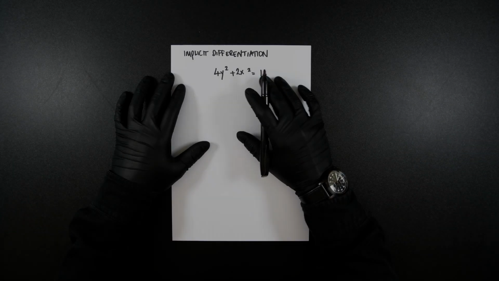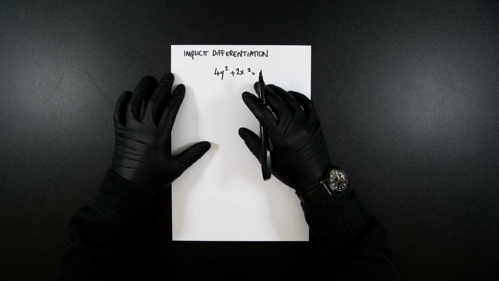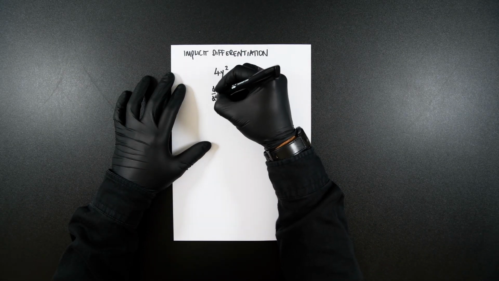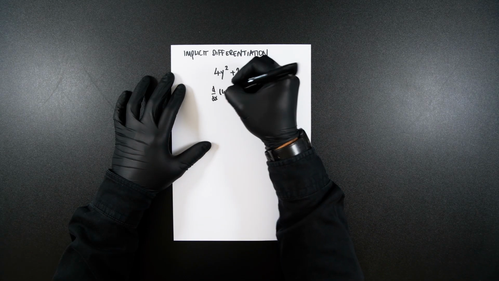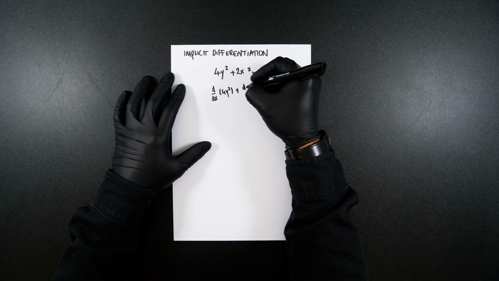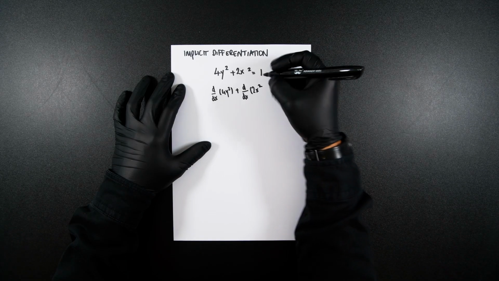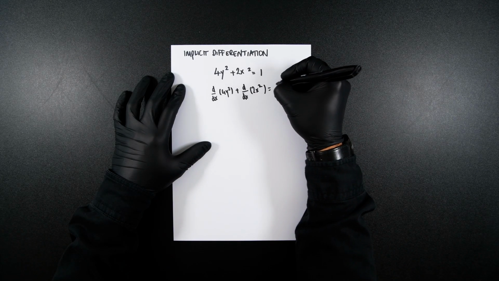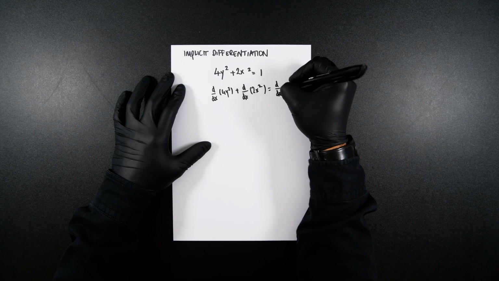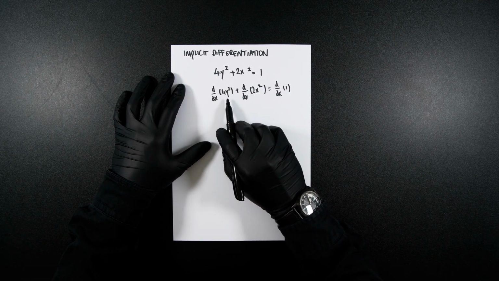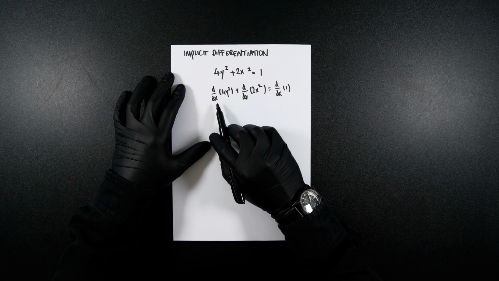So what is implicit differentiation? We're first going to differentiate each term with respect to x. So this would be d over dx 4y squared plus d over dx 2x squared and would equal d over dx 1. So for 4y squared, you would use the chain rule since y depends on x.